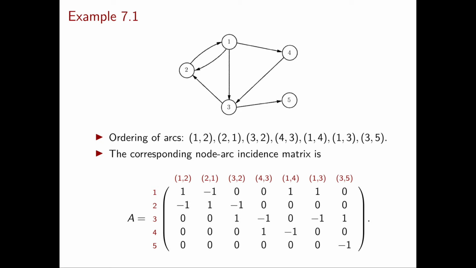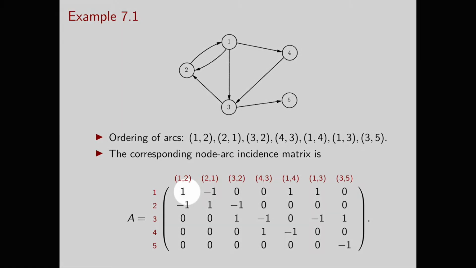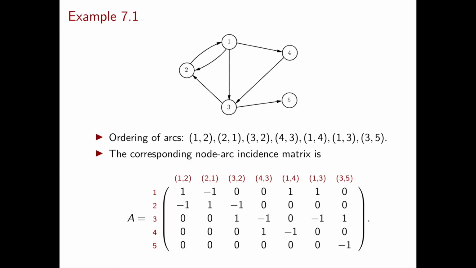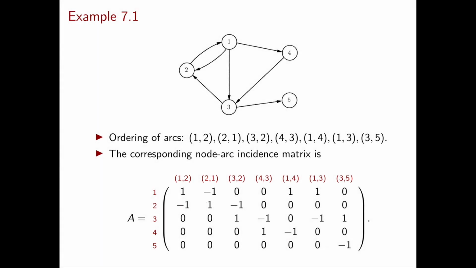Now what happens instead if we look at its rows? Let's look for example at the first row, which corresponds to node 1. I have a 1 in the columns corresponding to the arcs (1,2), (1,4), and (1,3). And I have a -1 corresponding to the arc (2,1). So I have a +1 in the columns corresponding to the arcs leaving node 1, and I have a -1 in the columns corresponding to the arcs entering node 1. And this is exactly the general rule that applies to every row of our node arc incidence matrix.